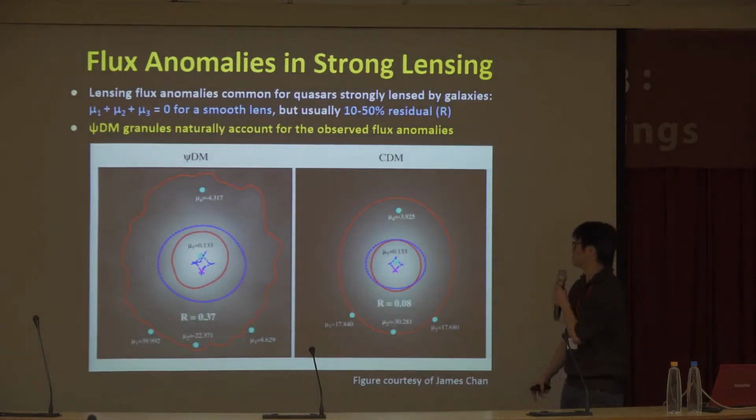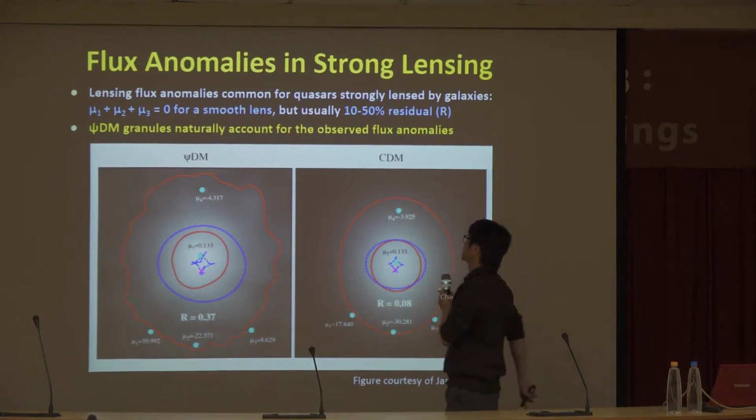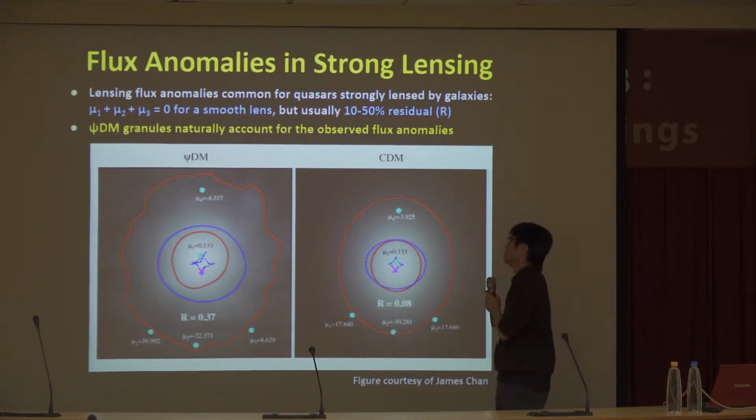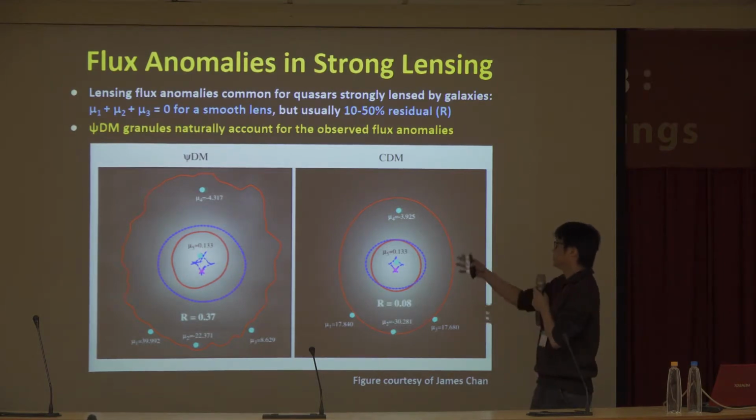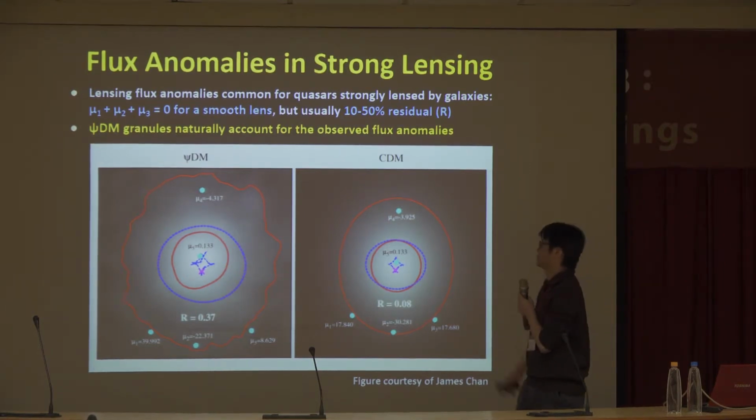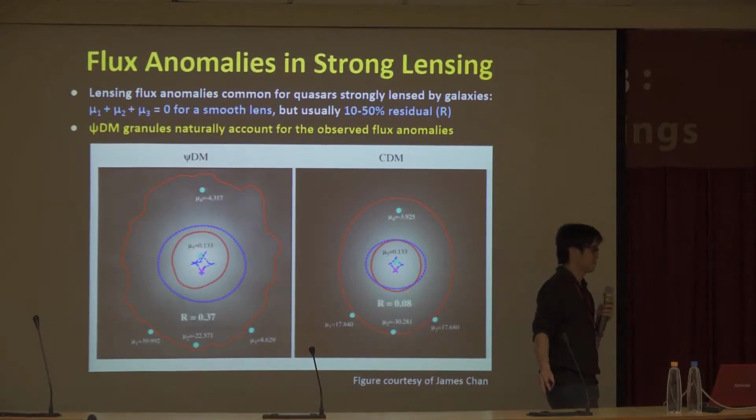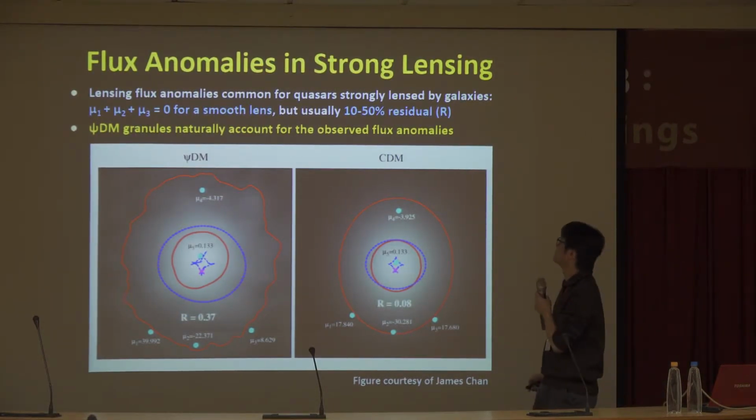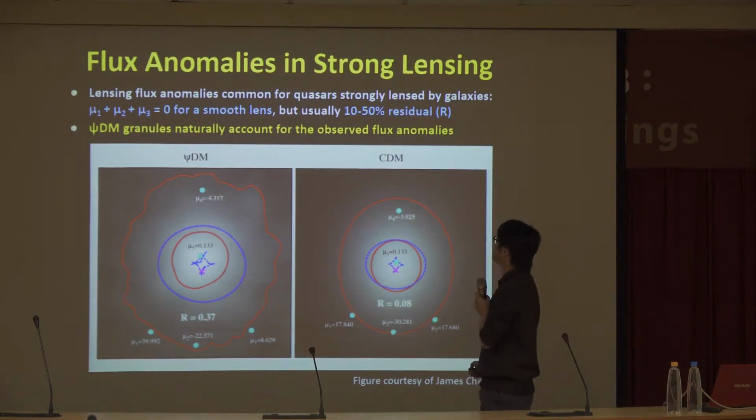So I'll probably just skip these slides. Basically, we can use lensing flux anomalies to probe these density perturbations, these density granulations predicted by the FDM model. For the FDM model, the prediction is very different. But this result is quite preliminary, so let's not talk about that in too much detail.